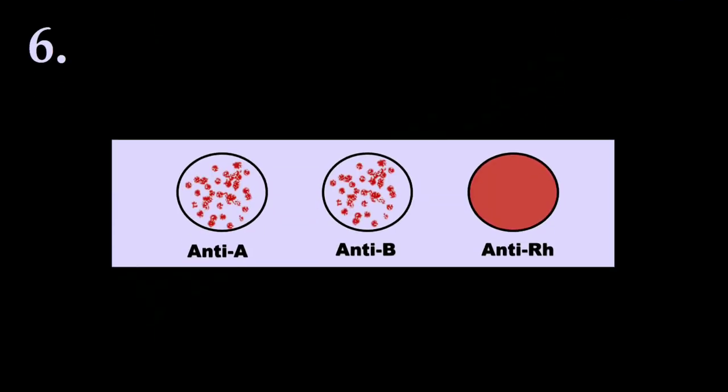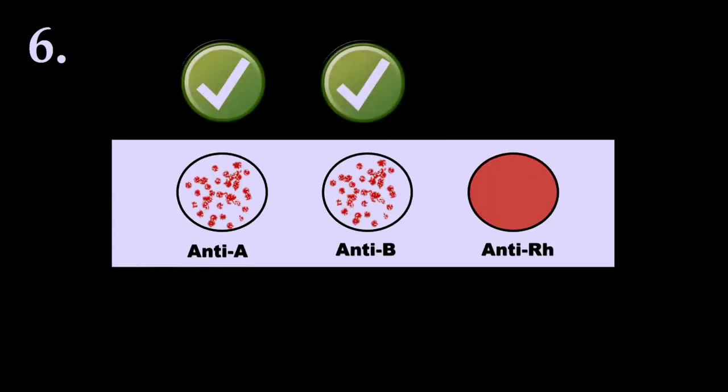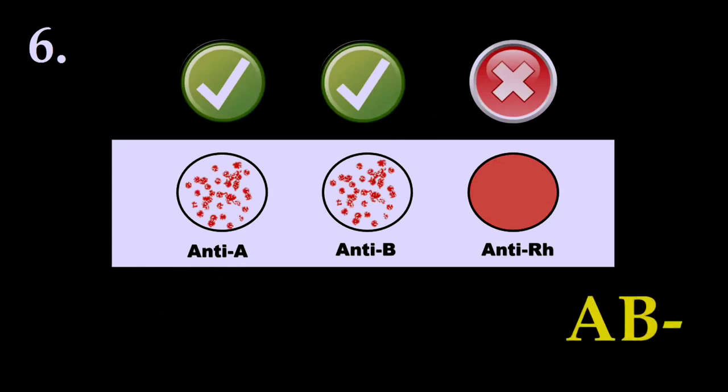Here agglutination in anti-A and anti-B circle indicates that both antigen A and B are present. But there is no agglutination in anti-Rh circle, which indicates absence of Rh antigen. Therefore, blood group is AB negative.